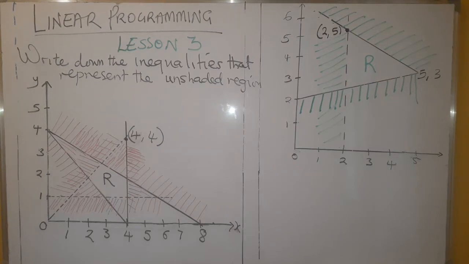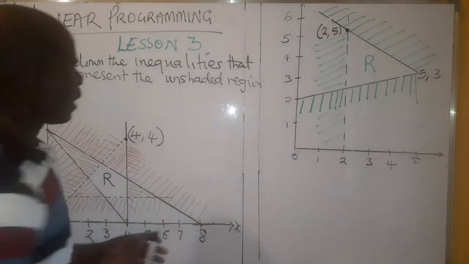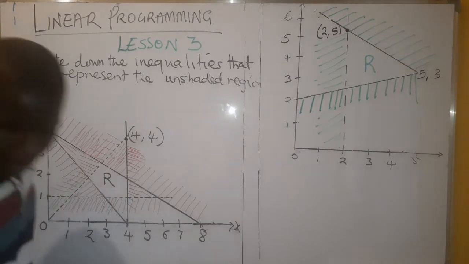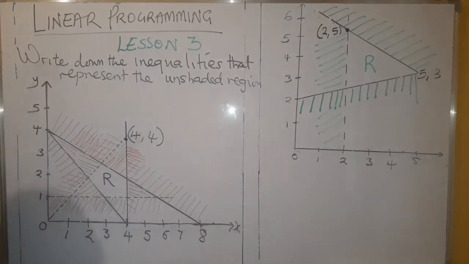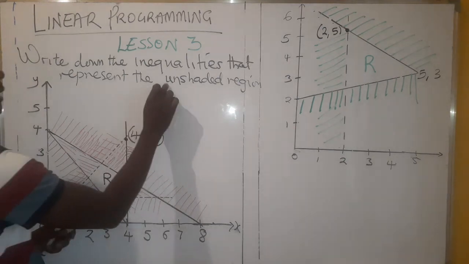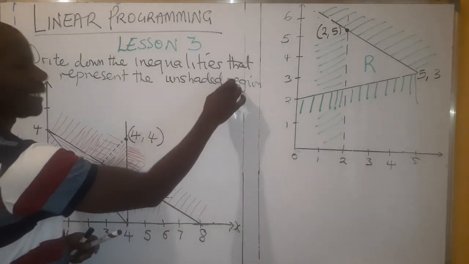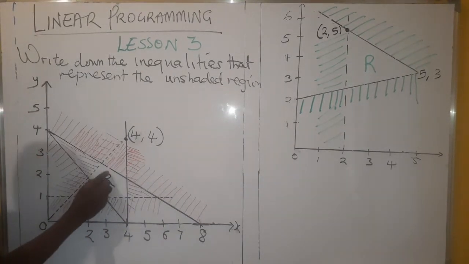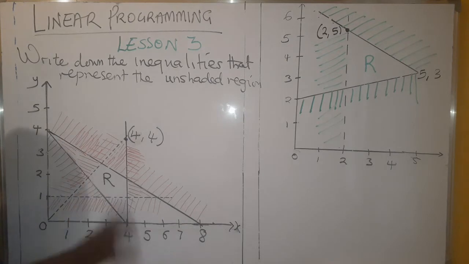Okay, welcome to the third lesson of linear programming. Now we want to see how we can write the inequalities that are represented by the unshaded region. Maybe before I begin, there are times when the word will be shaded region, and then this part where there is R will be shaded. The rest of the parts won't be shaded. The process is the same.